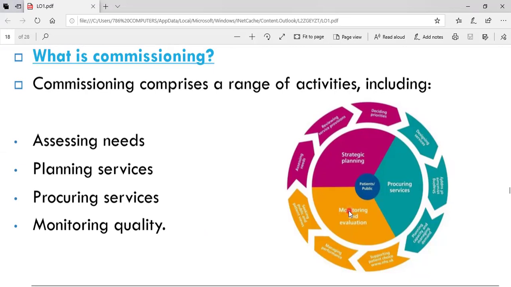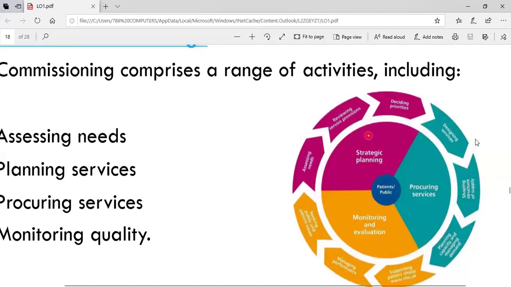So if we talk about procuring services, what comes into it? You're designing services, you're shaping the structure of supply, and you're planning capacity and managing demand. So how many do you want? How much are you procuring? This is according to demand. Then you're monitoring and evaluating. So this is supporting patient choice. You're managing performance, and you're seeking public and patient views. So this is how you monitor and evaluate that the system is working properly.